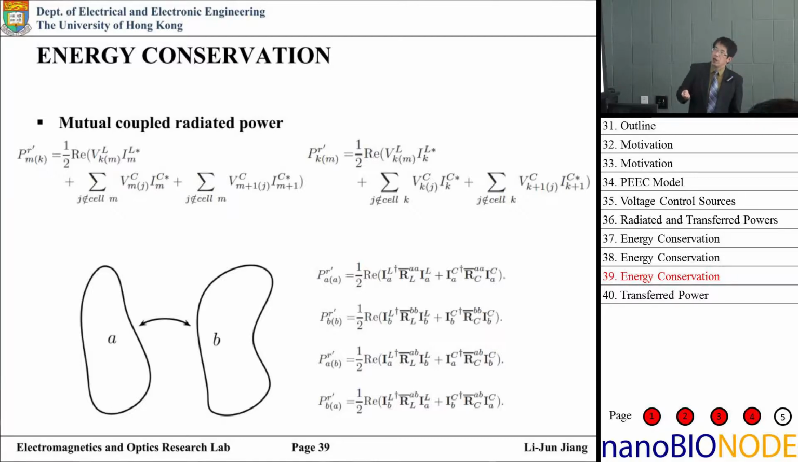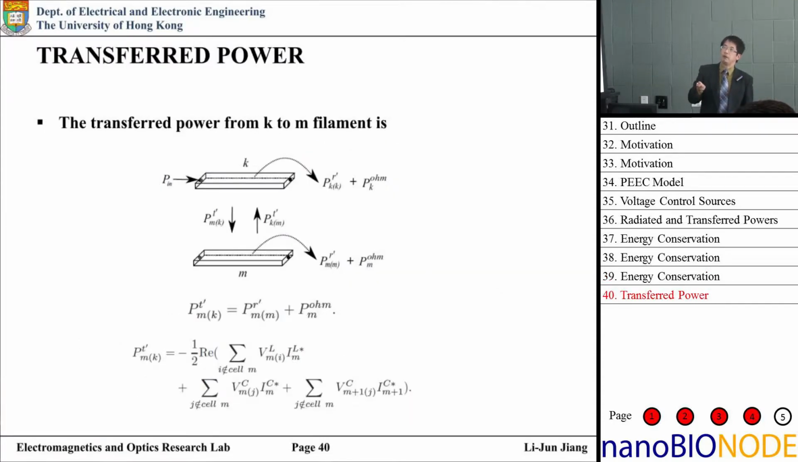And all the radiated power, if I have a two-body problem, A and B, can actually be represented in the matrix system. And this can also be solved using the matrix system. And the transferred power can be calculated using, if the power is injected into this part, then the transmitted power can actually be calculated using the Ohm loss and radiated power of this filament. And also it can be computed using the voltage, the induced source, and the current on each branch.